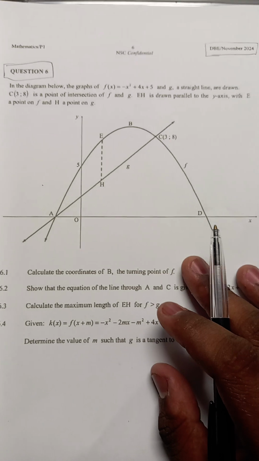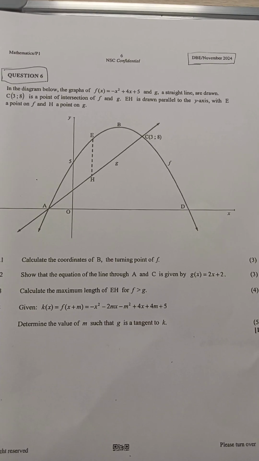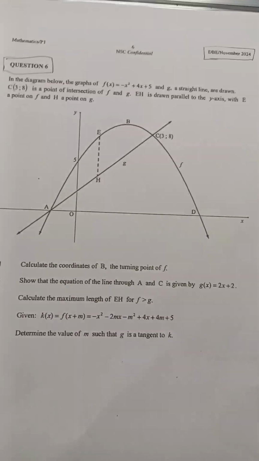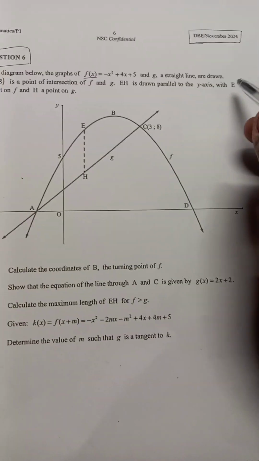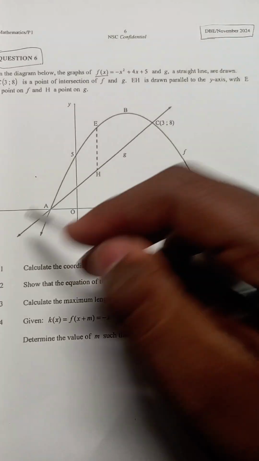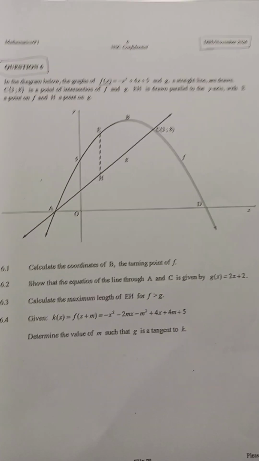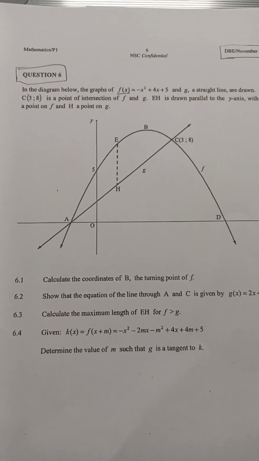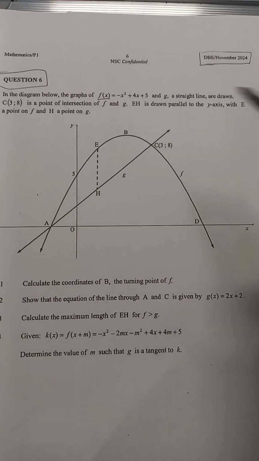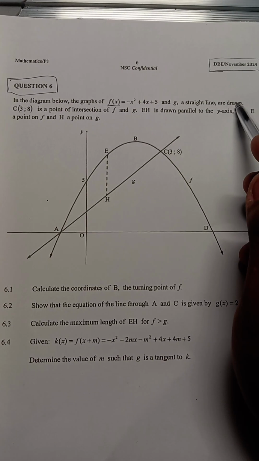So, now we are on question 6, parabola. If you do not see a parabola in your question paper, know that there is an error there. The parabola must always be there. Now there is a graph of f of x, a parabola, and what is this straight line? G of x, okay? But it's undefined. They did not give us the equation. So G is a straight line.